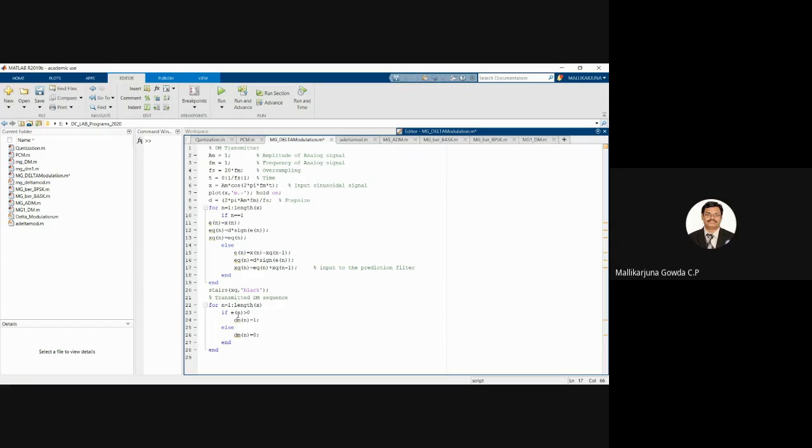So if e of n greater than 0, what does that mean? That is for plus delta, right? If e of n is greater than 0 means plus delta, so encode that as 1. Else encode that as 0, means if e of n less than 0, right? We will be representing it by decrementing it by delta, minus delta. So we are encoding that as 0. So this is just for encoding. Okay, is this clear?